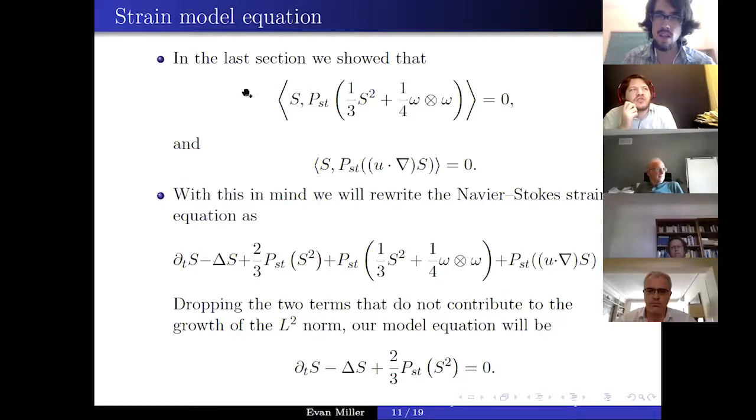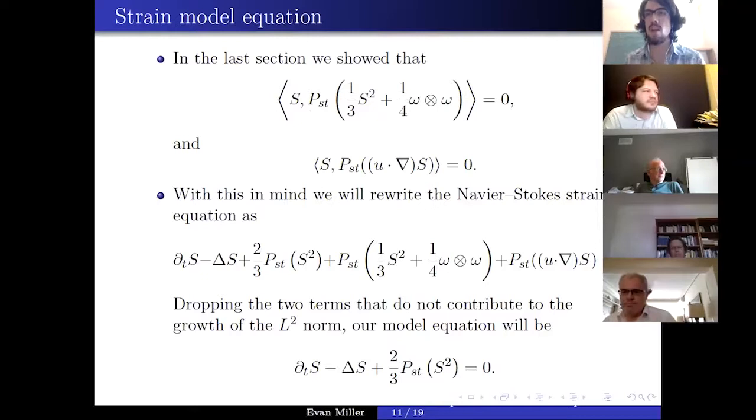Are we now looking at a toy problem, or is this like a projection of the original problem? Oh, so yeah, this is a toy model. So this is a toy model, but it has some properties that make it relatively close to the problem, but it's definitely a toy problem.